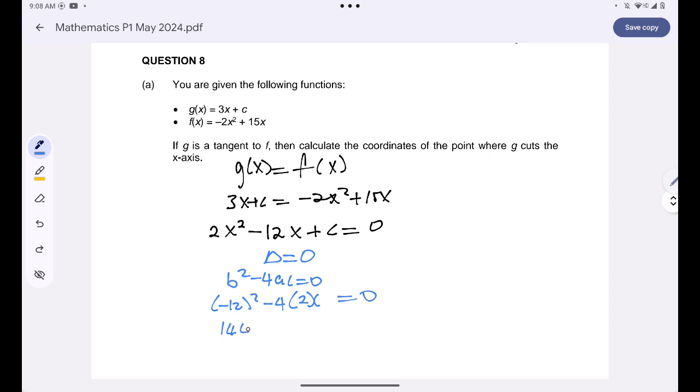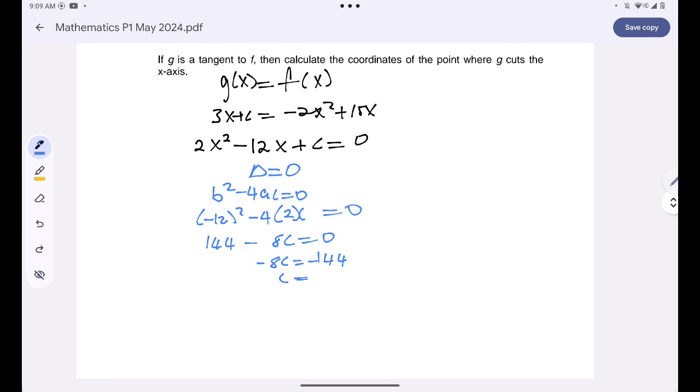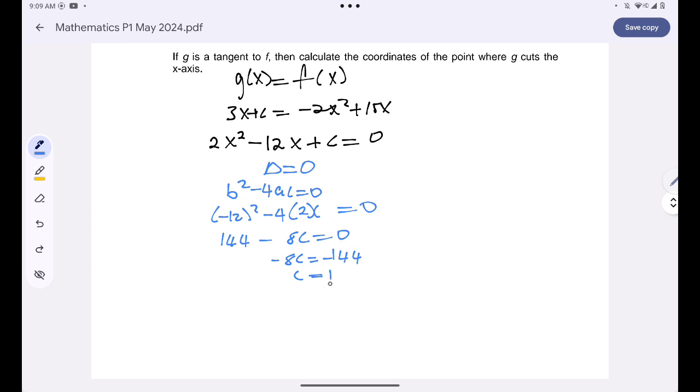This is 144 minus 8c is equal to 0. Negative 8c is equal to negative 144. Then c is equal to 144 divided by 8. I'll simply get 18. So now this simply means that the graph of g is equal to 3x plus 18.